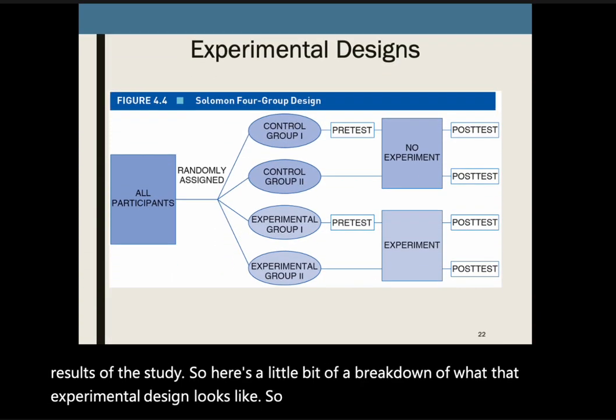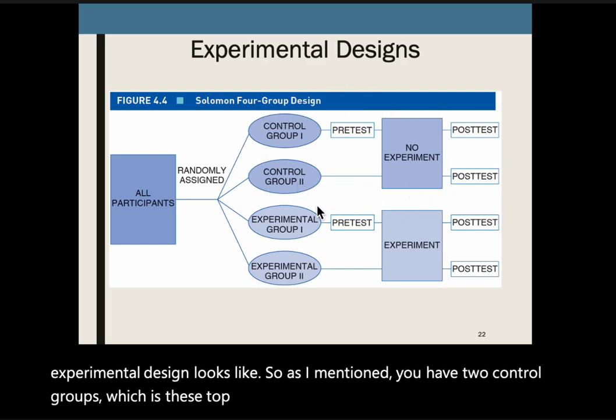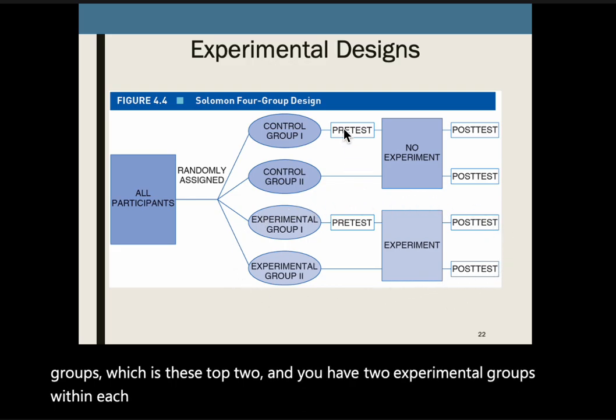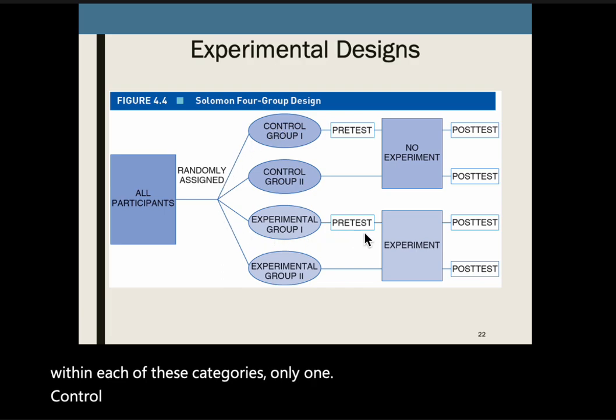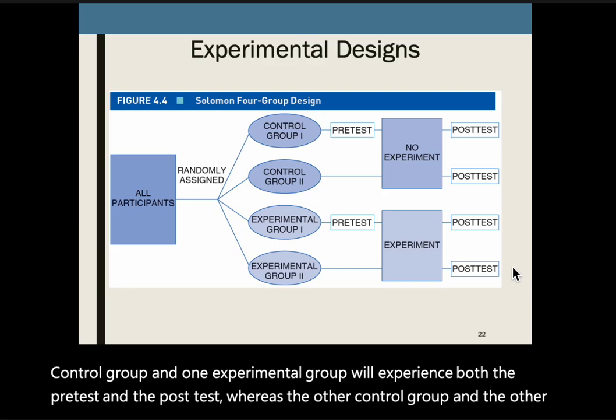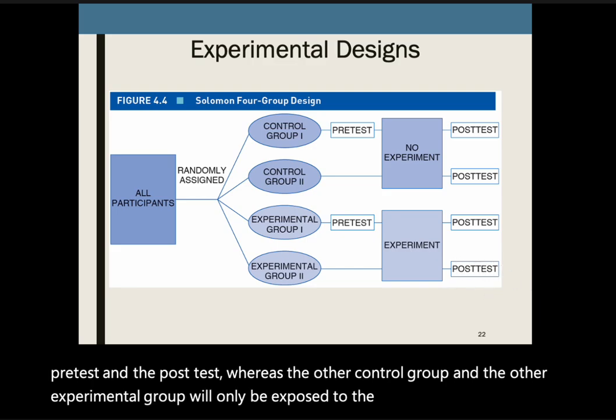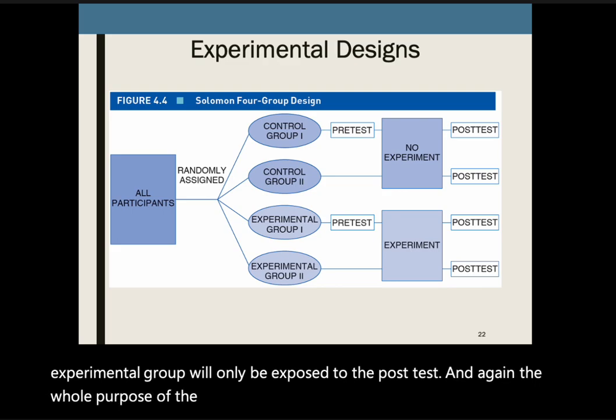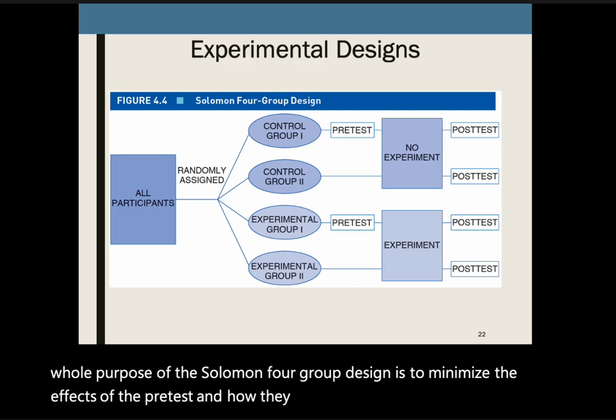So as I mentioned, you have two control groups, which is these top two, and you have two experimental groups. Within each of these categories, only one control group and one experimental group will experience both the pretest and the post-test, whereas the other control group and the other experimental group will only be exposed to the post-test. And again, the whole purpose of the Solomon four-group design is to minimize the effects of the pretest and how they might bias test results.